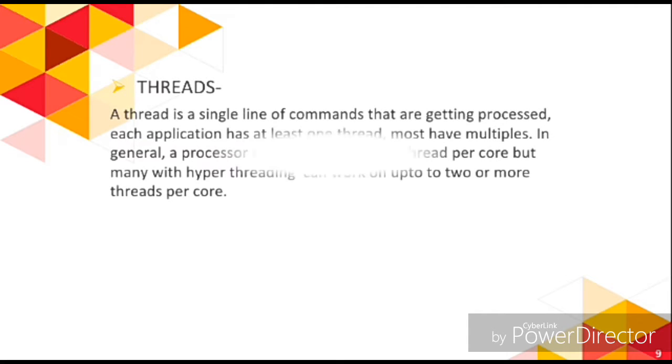So let's get to the third term, that is threads. So threads. A thread is a single line of command that is getting processed. Each application has at least one thread. Most have multiples. In general, a processor can only work on one thread per core, but many with hyper-threading can work on up to 2 or more threads per core. Intel has brought the idea of hyper-threading for this purpose.